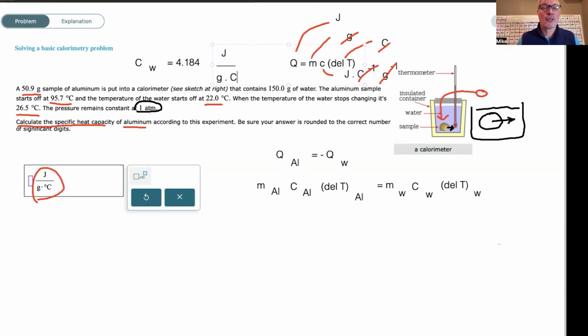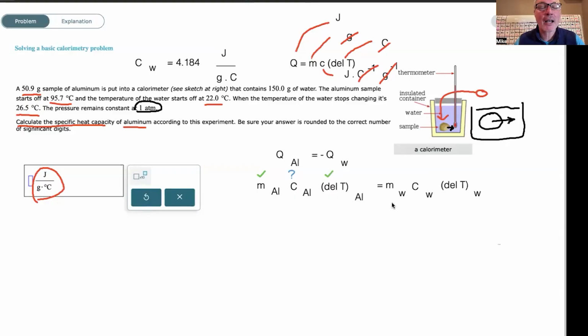All right. So now let's keep track of what we have in our inventory. What did they give us? They told us the mass of the aluminum was a 50.9 gram sample. We don't know what the heat capacity of aluminum is. That's the whole punchline of the whole thing. They did give us enough information to find out what the delta T of aluminum is. So we can say that we have the ability to do that. We can get delta T of aluminum.